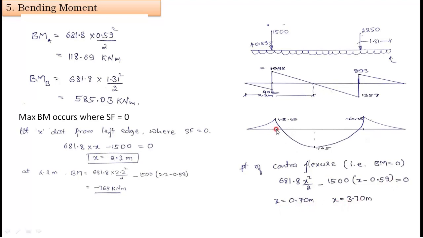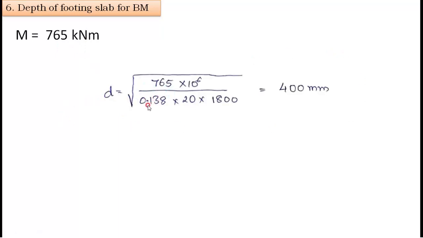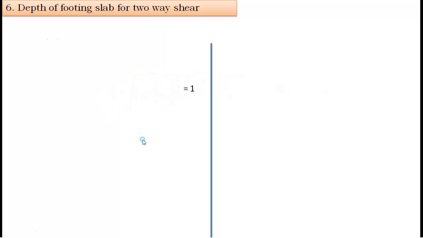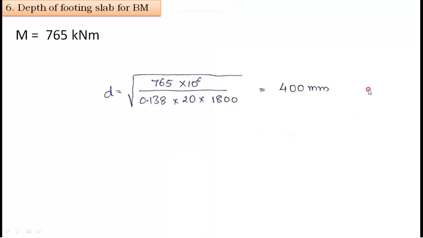This 0.70 means from here to here, at this point the bending moment becomes 0, and 3.70 means from here to here, at that 3.70 meter I got bending moment equal to 0. These two values I don't use in the design, but I use them in the detailing of the steel. Coming to the depth of the slab for bending moment. As I said, we have three different bending moments, but we will consider the maximum bending moment. For this maximum bending moment we will determine the depth using the usual equation, 0.138 fck b d squared equal to Mu. In that I will calculate d, and the d value I got is 400 mm.